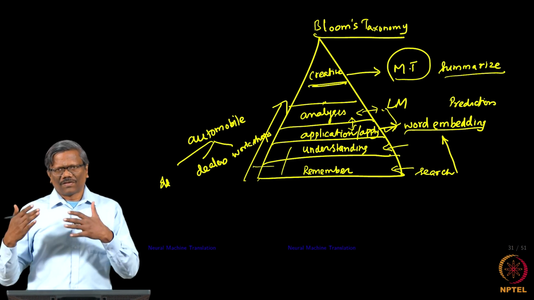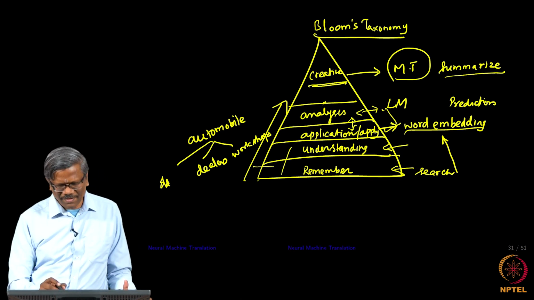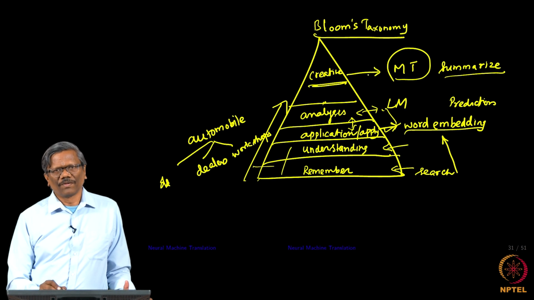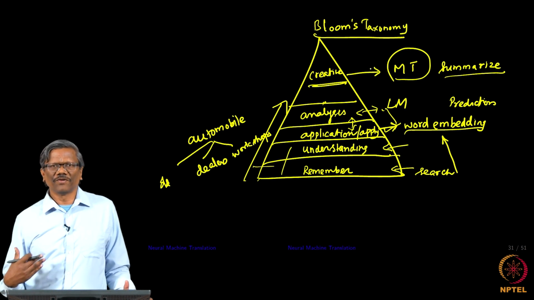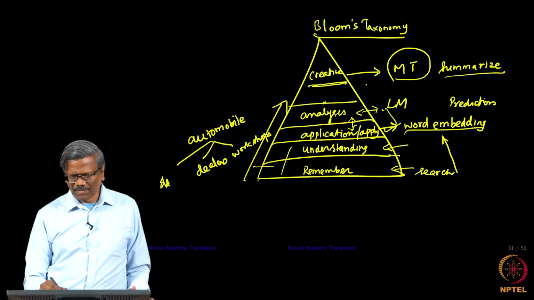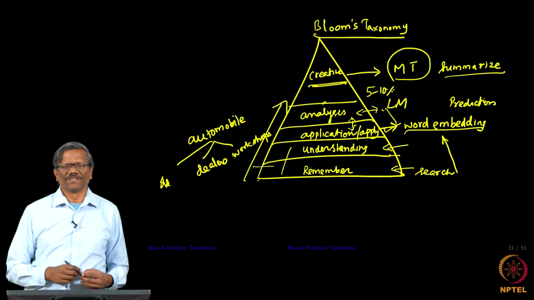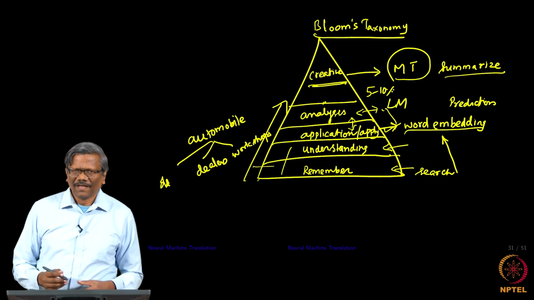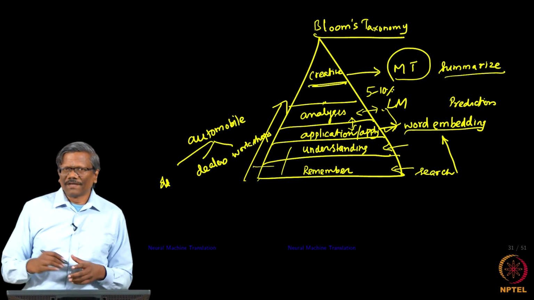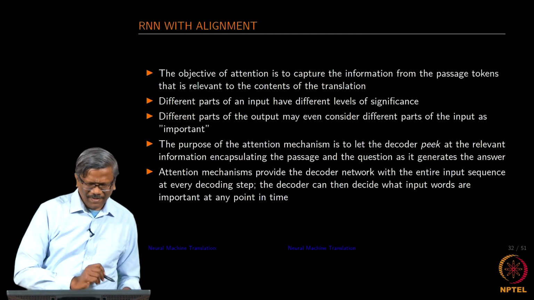So, the machine translation part that we have been talking about has reached a stage where it may not be very creative like a human, but at least it is able to replicate about 5 to 10% of humans in this aspect. Okay. So, this is one thing that I thought you should know, right.